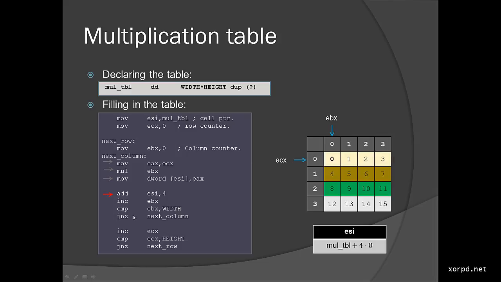Let's move on. Next we move 4 to ESI, and this is done so we can point to the next location in the table, because after we've done the multiplication and store the result, we want to move to the next location to store the next result. By the way, the result here was 0, because 0 times 0 is 0. So we increased ESI, and next we increase EBX.